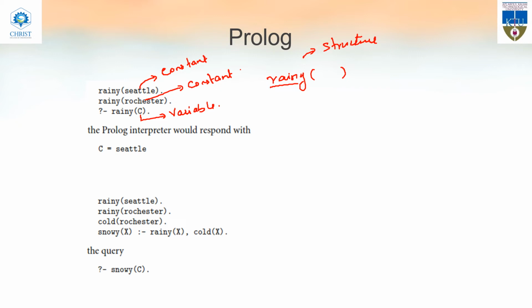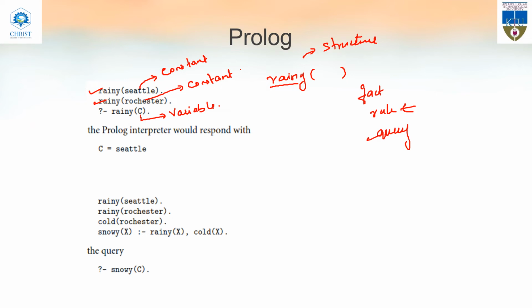Now we have learned three things. The first one is fact, then rule, then query. In this there is no rule. We can see that rainy of Seattle is a fact because it is true. A fact means that it will be true. Rainy of Rochester is also true. Rainy of Seattle is true, rainy of Rochester is true. Then the last one is query.